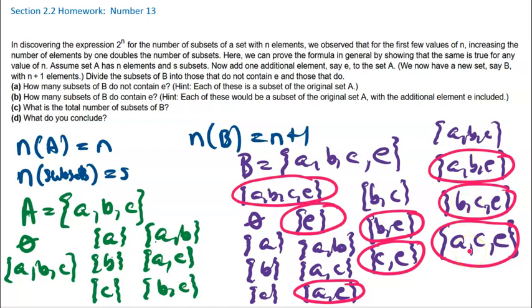How many did I not circle? 1, 2, 3, 4, 5, 6, 7, 8. So basically, look at the ones I didn't circle. They're exactly the same as the list I have over here to the left. So what they're trying to get you to realize is that when you add one more element, you take the subset list from before and put an E with every one of those, which means it's going to double the number of elements.